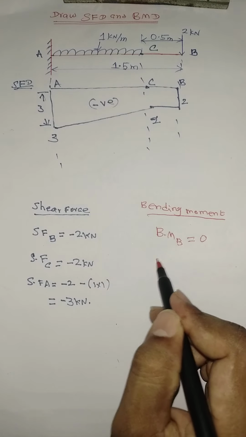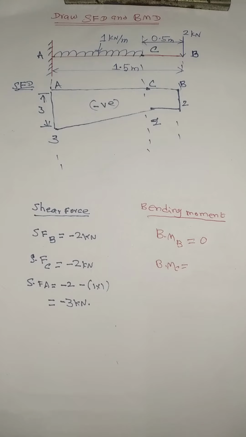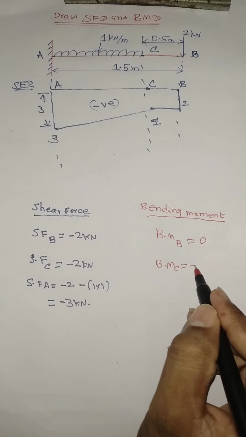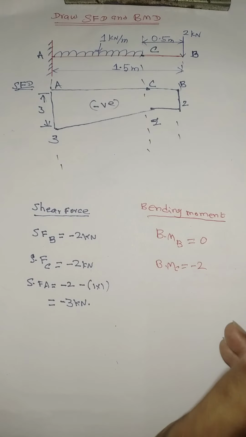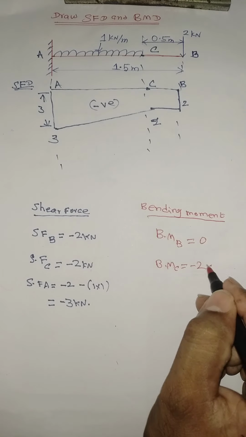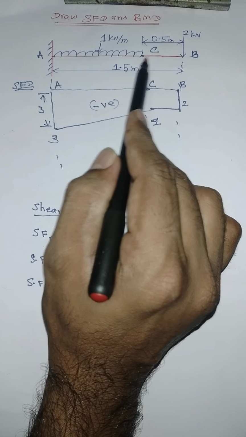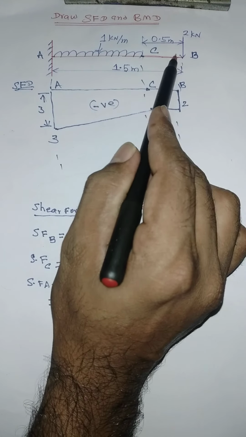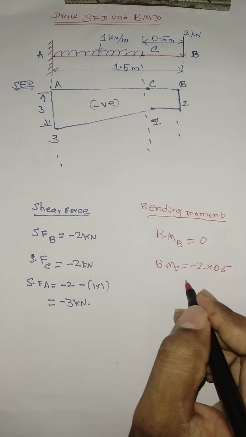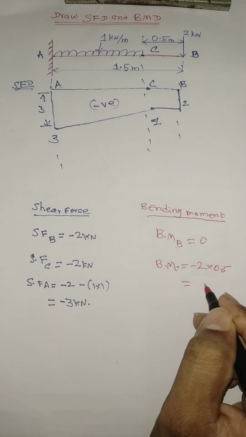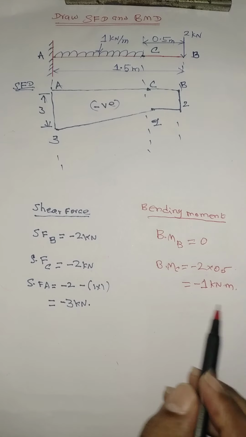Next, the bending moment at point C. The downward force is 2, so minus 2 into the perpendicular distance. The perpendicular distance is 0.5, so this is equal to minus 1 kilonewton meter.